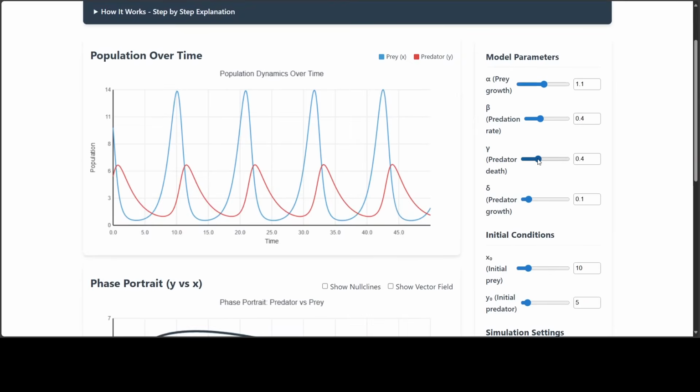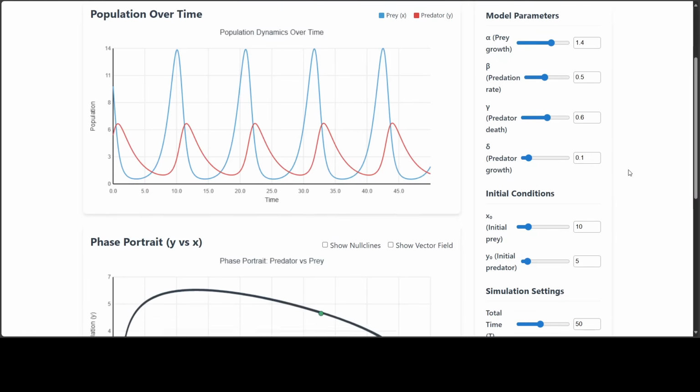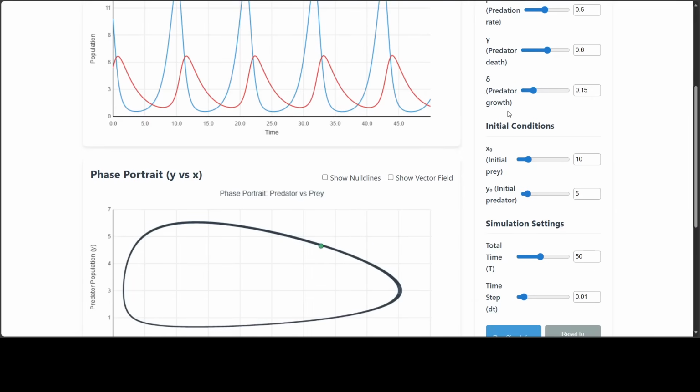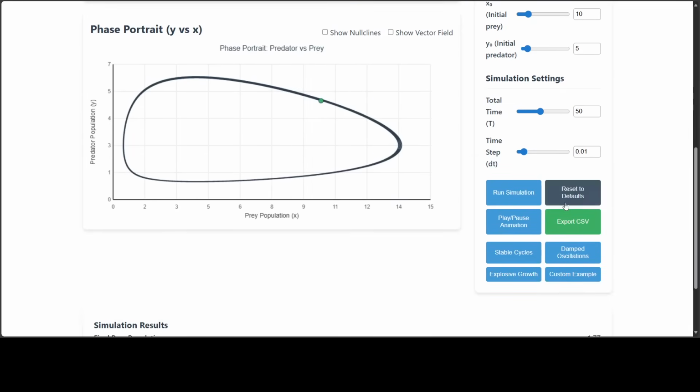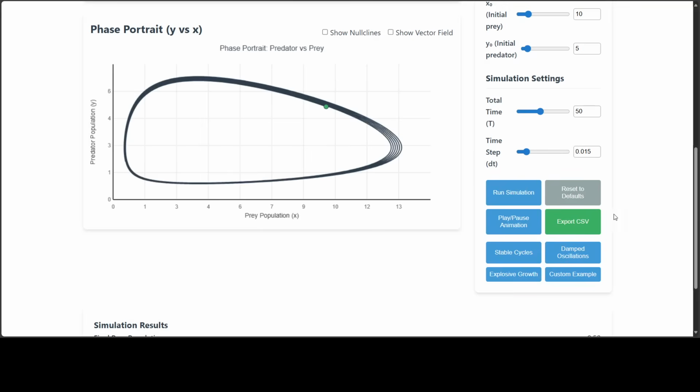Now these are the parameters. Let's set some of them. I'm just going to increase the prey growth and the predation rate. And let's also increase this, it's increasing. And maybe I'll just set the step like this. Let's run the simulation.